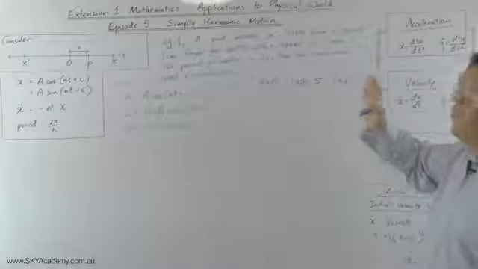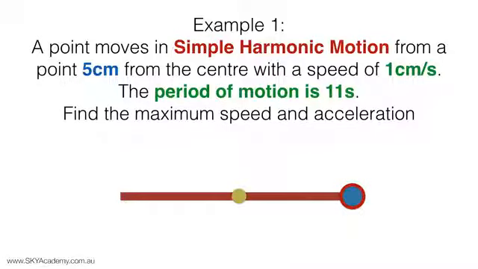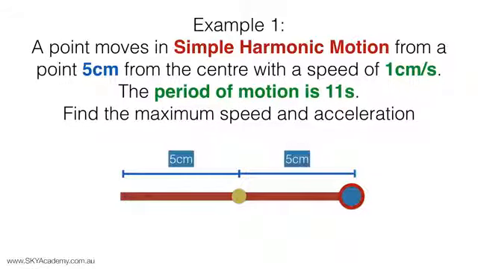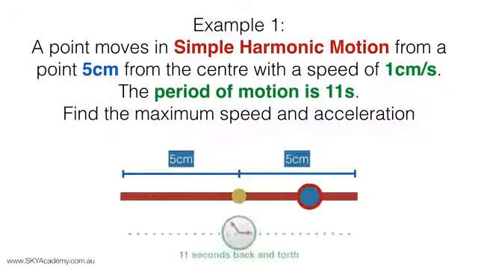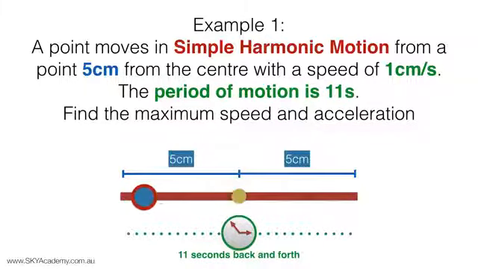So a point moves in simple harmonic motion from a point 5 centimeters from the center with a speed of 1 centimeter per second, okay? The period of motion is 11 seconds. Find the maximum speed and acceleration. Now, what can we ascertain from this question? We can ascertain from this question that the point is moving in simple harmonic motion.